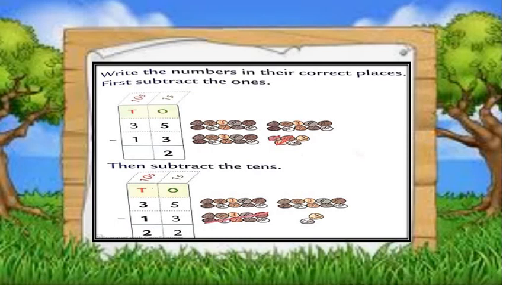First, write the numbers in their correct places. Look at here, we have written the numbers 35 minus 13. You can see the image of stones here. 1, 2, 3, 4, 5, 6, 7, 8, 9, 10, 10, 20, 30 and 1, 2, 3, 4, 5, 35.